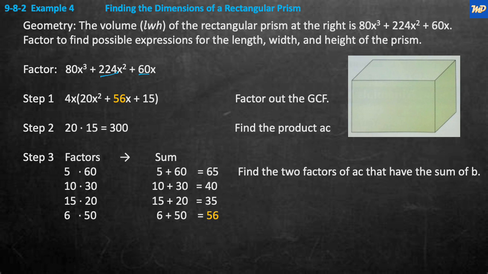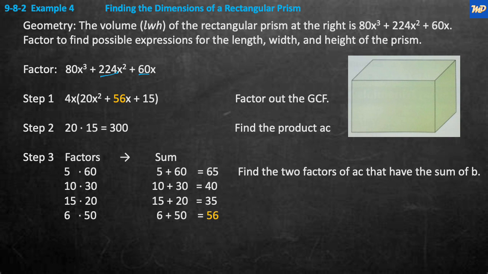The first thing we're going to do, as they taught us, is factor completely. So we're going to remove any common monomials. We see there's an x in every one, so we can take out an x. And 80 has a minimum factor of 2, but if we take a 4, we get a 20 here. If we take a 4 out of 224, we get 56. And if we take a 4 out of 60, we get 15. So we factored a 4x out, and we got 20x squared plus 56x plus 15.